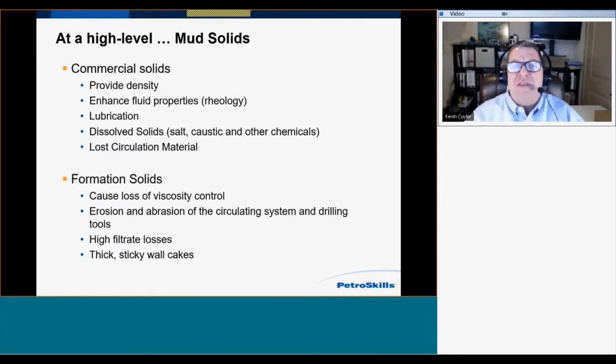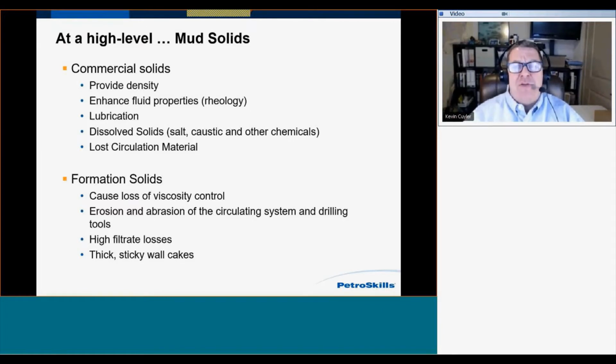On the surface, they are a solid. If they are not completely solubilized in a fluid system, well, then we'll still have an increase in the solids content from them as well. And then, of course, lost circulation material. If we start losing fluid to formations, we add lost circulation material to that mud. Those are commercial solids. Somebody is paying to put those solids into our mud.